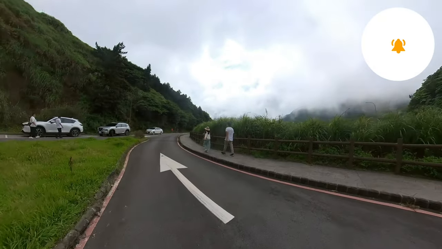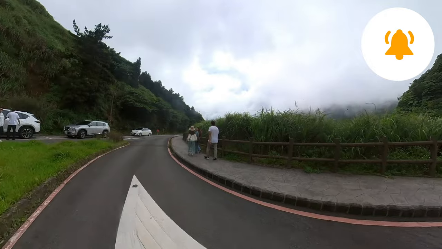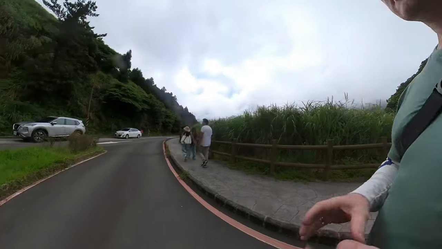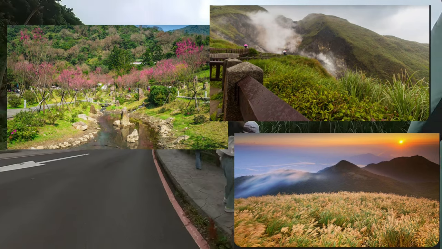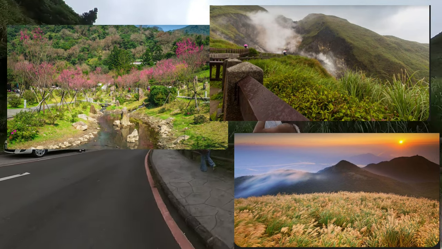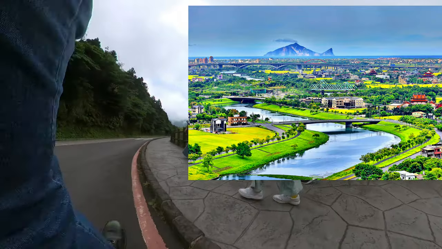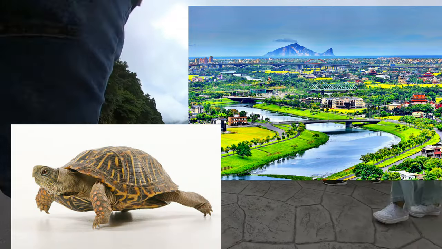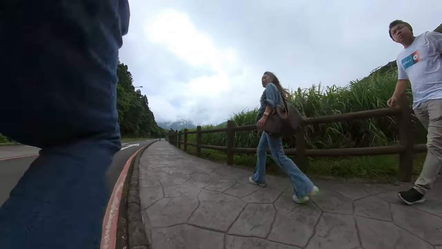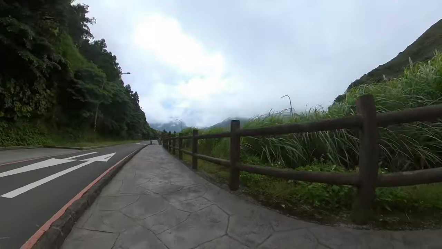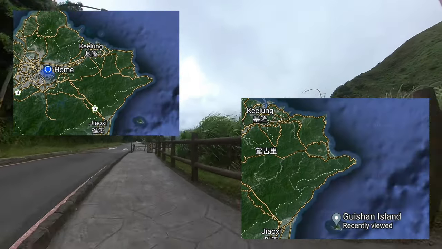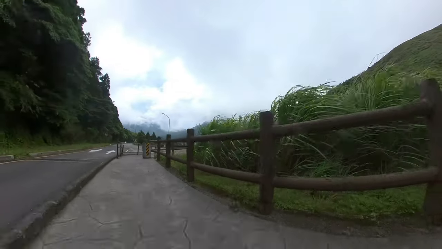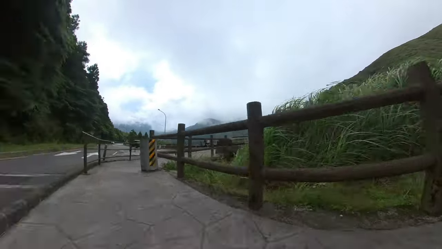So a couple of examples of that, around here at least, are the Tatun volcanic group in northern Taiwan, or the Guishan Island, also known as the Turtle Island. So Shan actually means island. Sorry, Shan means mountain, not island, here in Taiwan. I think it's Mandarin Chinese.